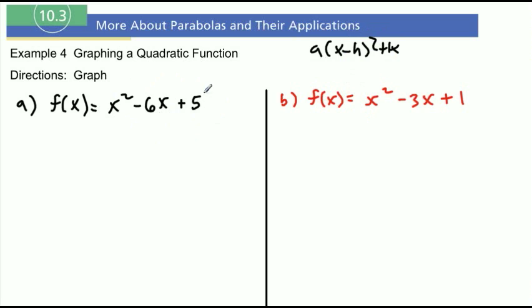If I want to rewrite this in vertex form, we're going to use the steps of what we learned in example 1 and 2 in this section 10.3. So we take our b and we divide it by 2, and we square it. So -6, cut that in half is -3. -3 squared is 9. So that's my special number right there. All right, so we're going to add and subtract that special number.